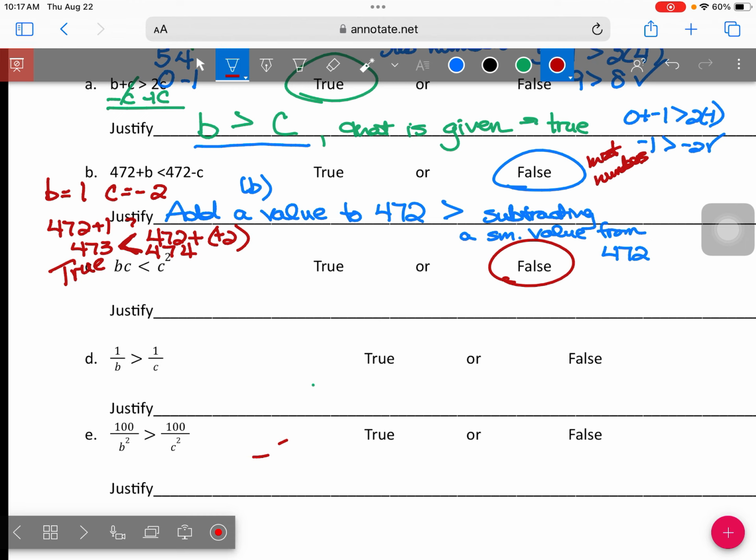What could I do algebraically here to both of them? That would be the same on both sides. What could I do algebraically? I could divide both sides by C.